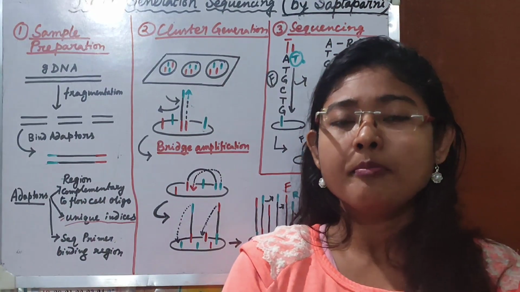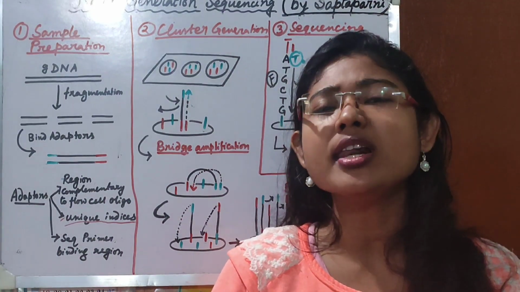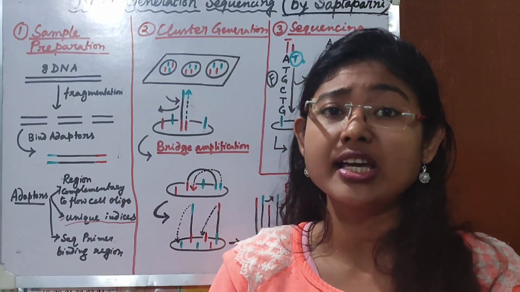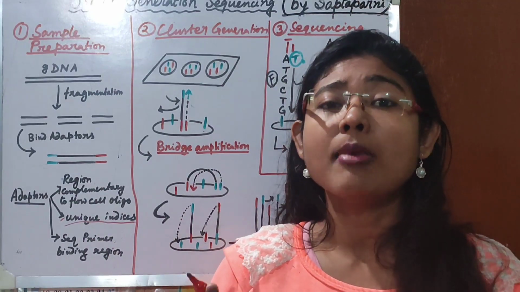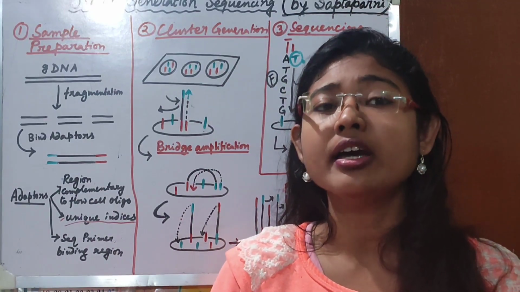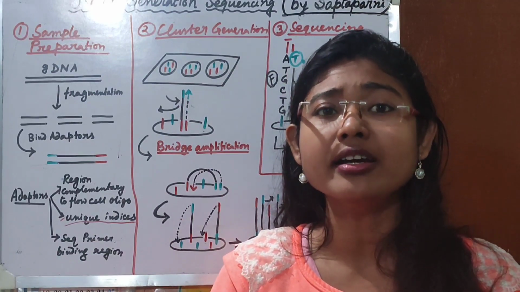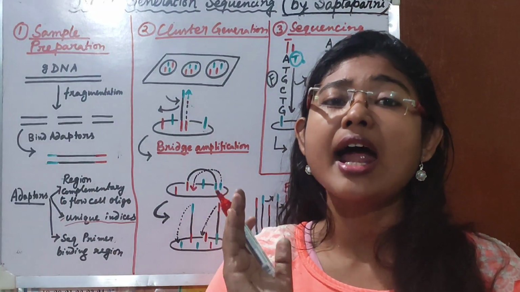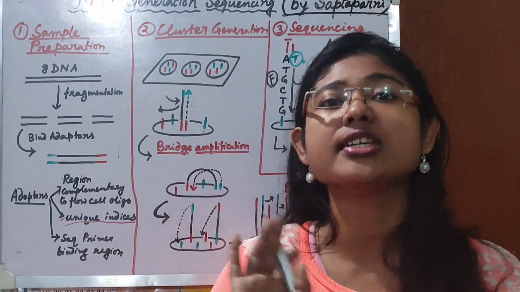Why? Because in Sanger sequencing you can only sequence a short stretch of DNA at a time. But in case of next generation sequencing, you can sequence the whole genome at a go by the fragmentation method. You just have to fragment the whole genomic DNA and you can assess the sequence of each fragment at the same time. That means you can assess the sequence of the whole genome at a go.